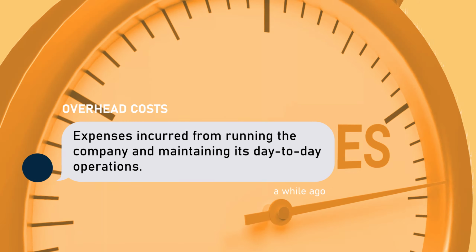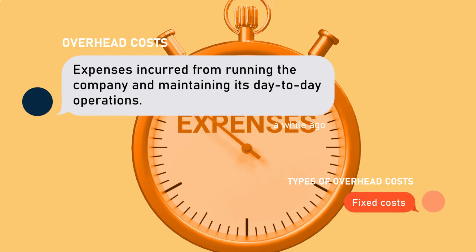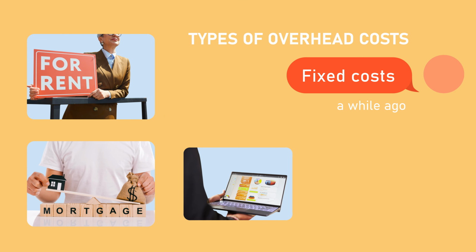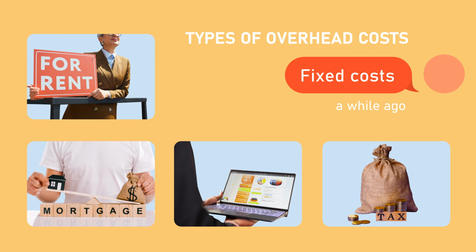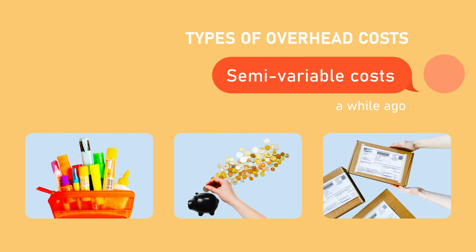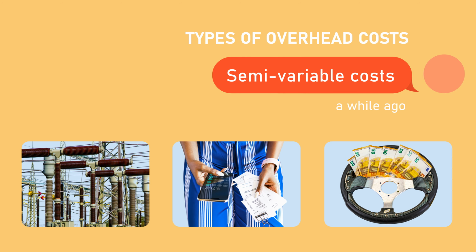Overhead costs are the expenses you incur from running your company and maintaining its day-to-day operations. It can be fixed costs like rent, mortgages, software subscriptions, and taxes. Variable costs, such as office supplies, marketing budget, and shipping. And semi-variable costs like electricity, phone bills, and vehicle expenses.